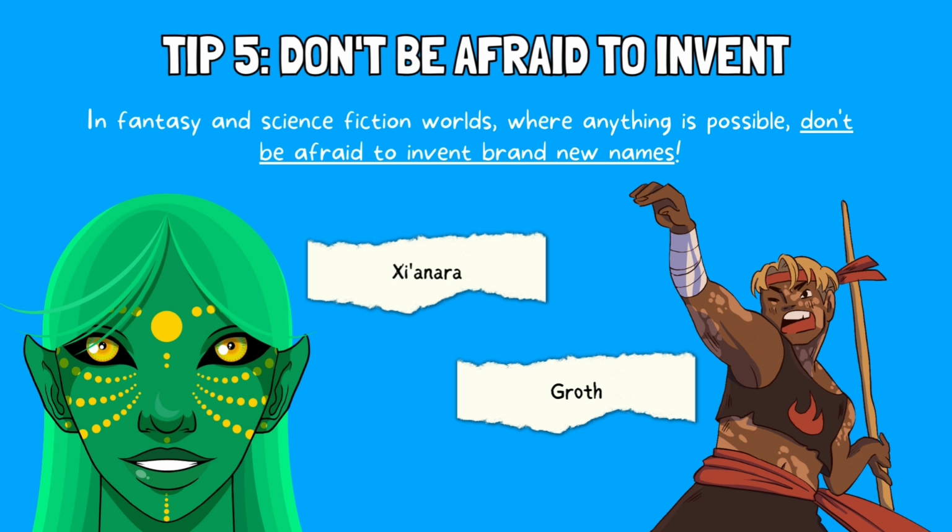Striking a balance between innovative and easy to say is key. Aim for names with clear letter combinations and avoid excessive apostrophes or silent letters. After all, you want your readers to be captivated by your world, not struggling to pronounce the names in it.